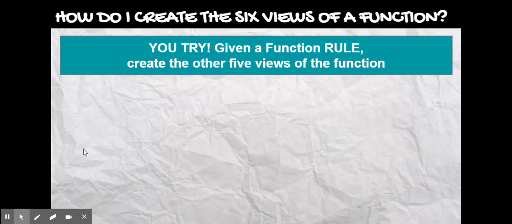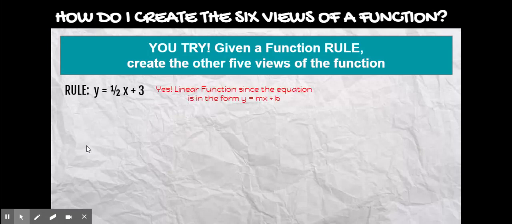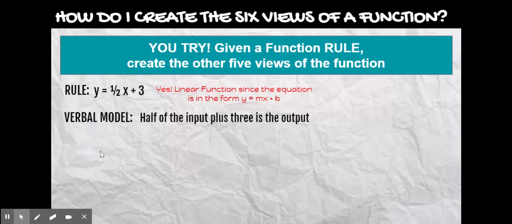So here we go. Your rule is y equals 1/2 x plus 3. First question, is it linear? Yes, it is. It fits the mold, y equals mx plus b, and that x value has an exponent of 1. What about the verbal model? What would that look like? One way you could do this is half of the input plus 3 is the output.